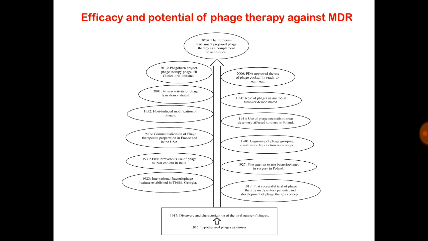Till 1990, they demonstrated the role of phage in microbial turnover. In 2001, they demonstrated the lytic activity of phage in vivo, and in 2006, the FDA approved the use of phage cocktail in ready-to-eat meat. In 2013, they initiated the Phagoburn project, which is a clinical trial of phage therapy, and in 2014, the European Parliament proposed phage as a complement to antibiotics.